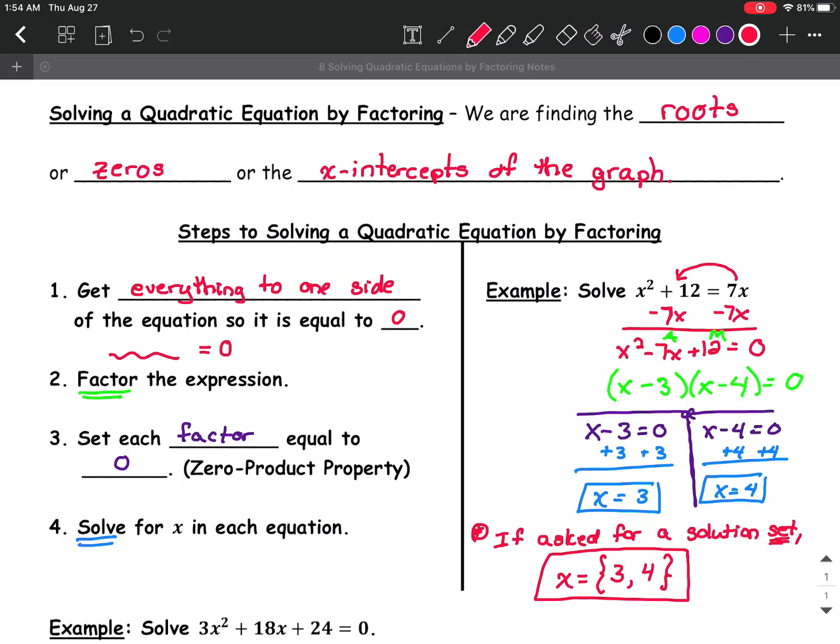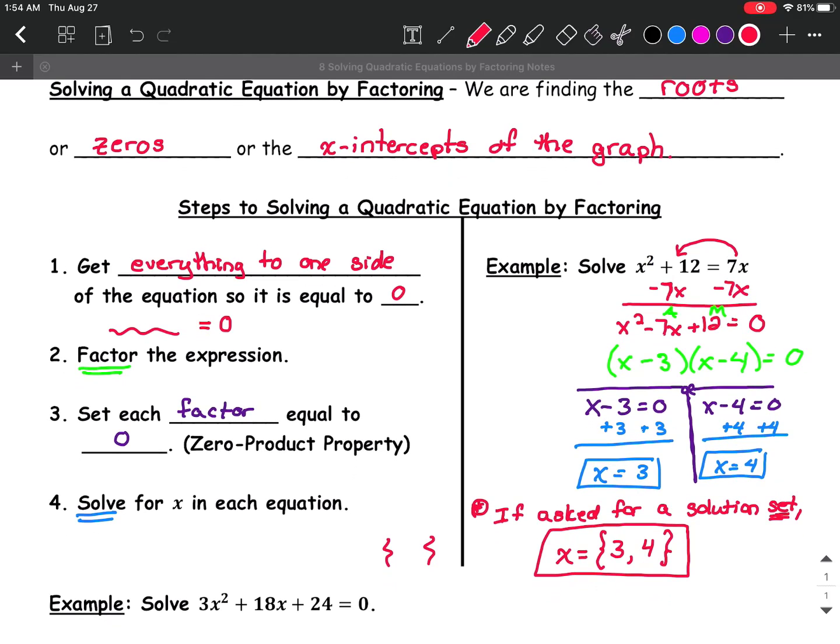Do the best you can. I don't care if you're just writing like a, like that. Show me you're trying to make funky set brackets. Trust me, it took me a long time to be able to draw them. So don't worry about it. Do the best you can. All right, so if it's asked for a solution set, you have to have your answers written in the set brackets. Let's try one more.